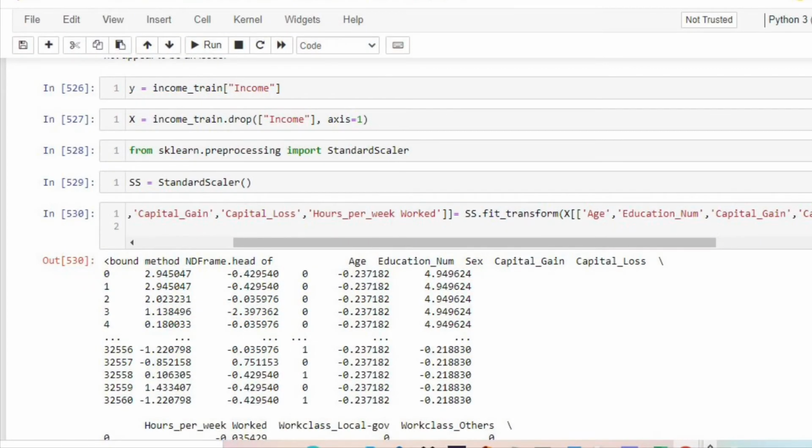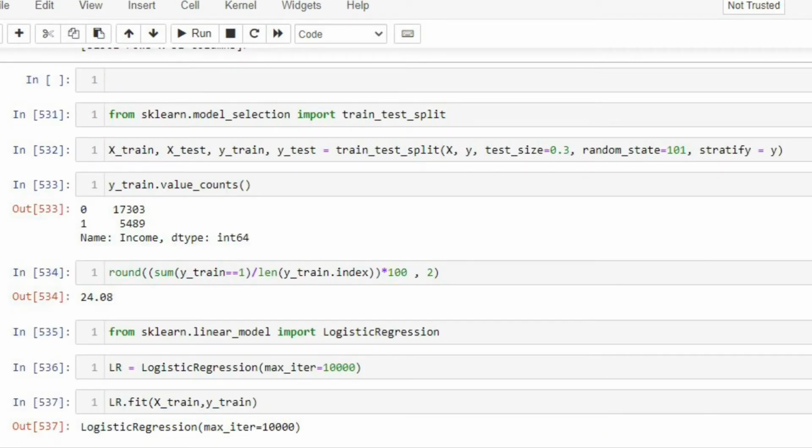To answer the question, what types of individuals are most likely to make over $50,000 annually, we did both supervised and unsupervised learning. To start, we set income as the independent variable and all other variables as the dependent variables. From there, we standardized all of the non-binary variables, which was age, education number, capital gain, capital loss, and hours per week worked. From there, we trained the data. We got a ratio of 24.08, as 17,303 people did not make over $50,000 annually, and only 5,489 did. We would have liked this number to be at least 35.